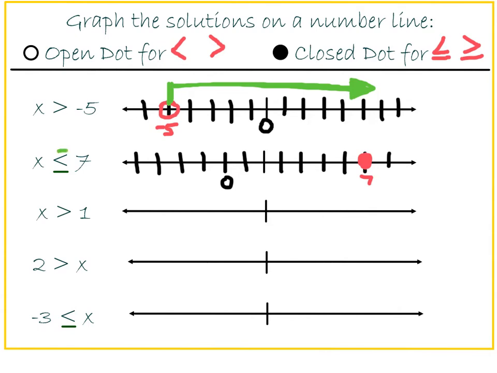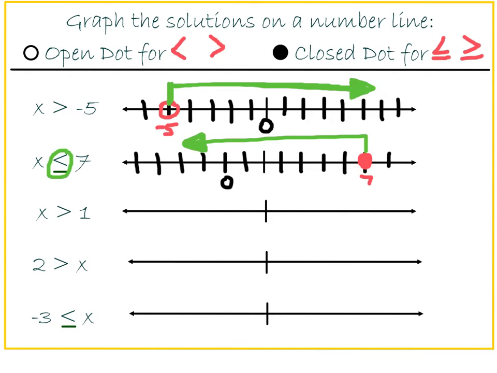Now, what numbers are solutions? Anything less than or equal to 7. So where are the numbers less than 7? They are to the left this time. So we draw a nice big arrow to show anything to the left of 7.